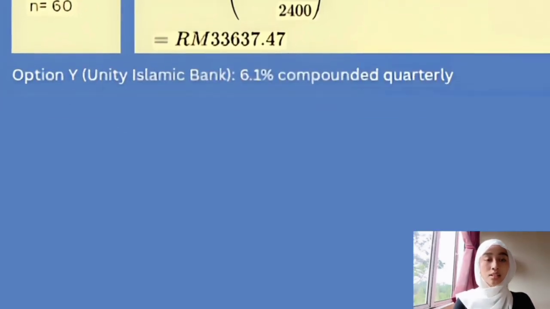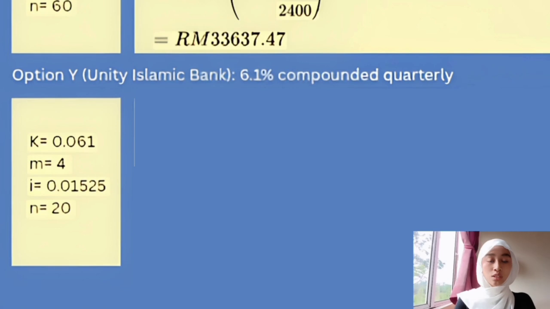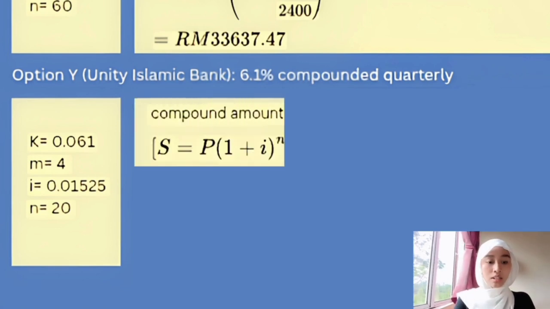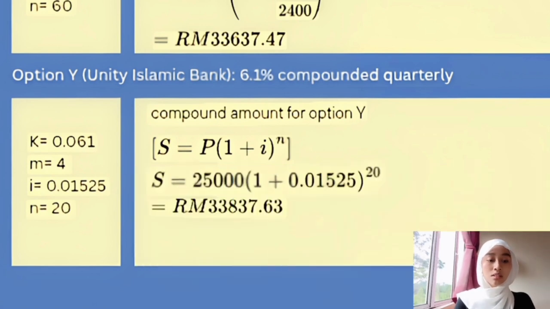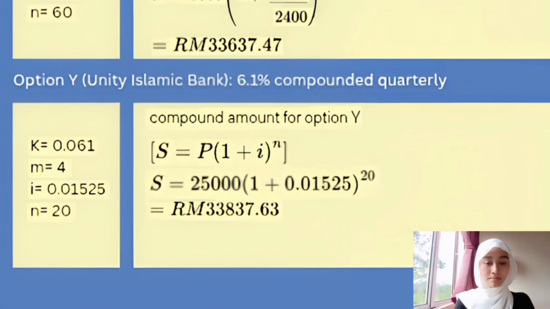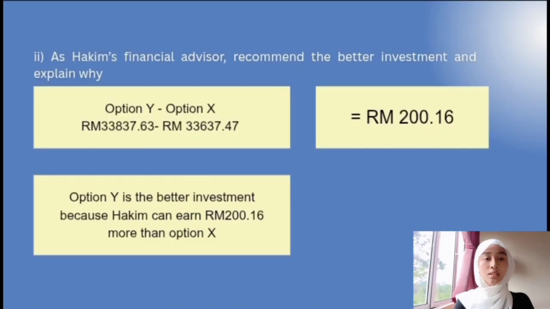Whereas for option Y, K is 6.1%, which is 0.061, M is 4, I is 0.01525, and N is 20. Now, using the same formula and substituting the amounts accordingly, the answer will be 33,837 ringgit and 63 cents. With that, we can conclude that Y is the better option to invest in because Hakim earns 200 ringgit and 16 cents more than option X.